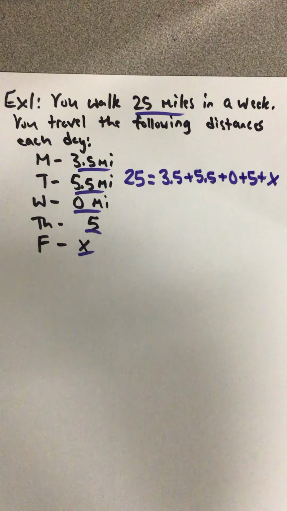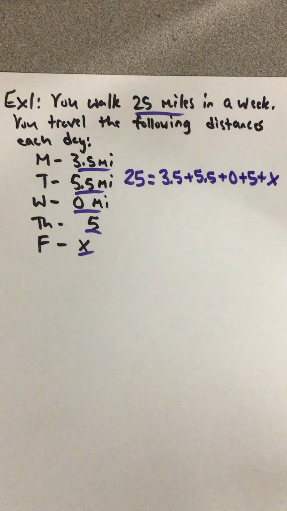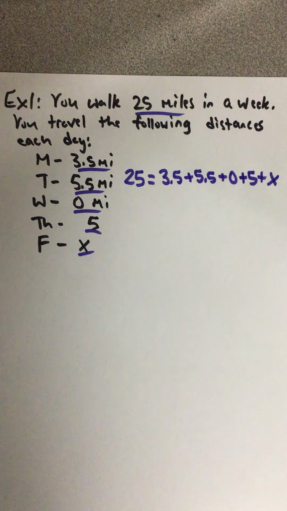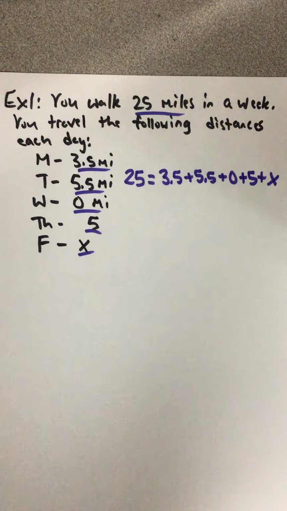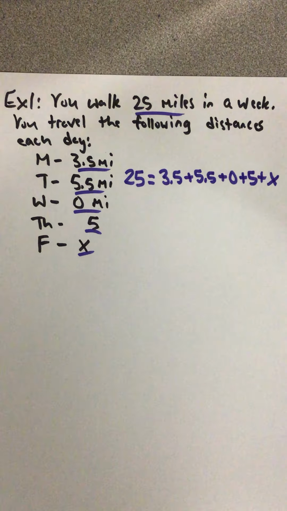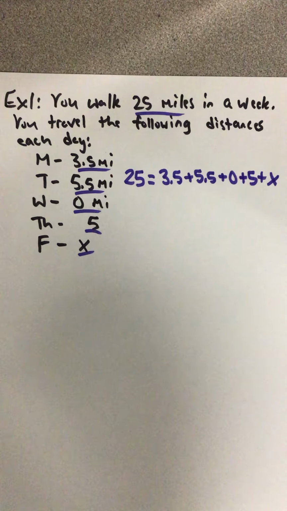If you were to think about this even without the algebraic part, you would say, well, I know what I walked on the first 4 days. The 5th day must be all the remaining miles, and I don't know how many that is, but if I know the other 4 days, I can figure it out.